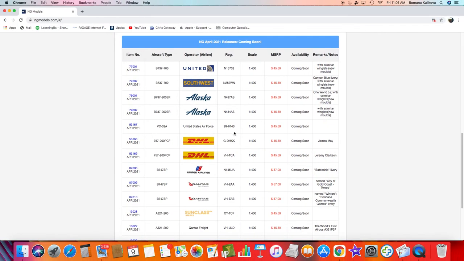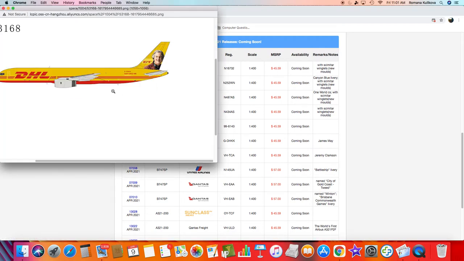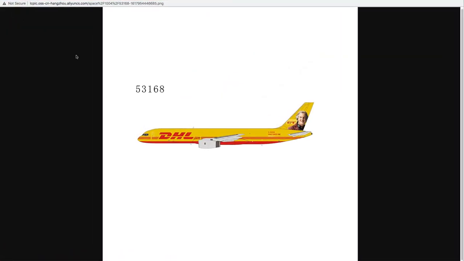And the ISCA 1-400, the price is $45.59, and the registration on it is 99-6143. Moving on, here we have two DHL 757s. This is hilarious. I can't believe this. So DHL, apparently they painted two of their 757s into Grand Tour liveries. Basically, if those of you don't know, I think Grand Tour is what succeeded Top Gear, so basically it was Top Gear and now it's Grand Tour.